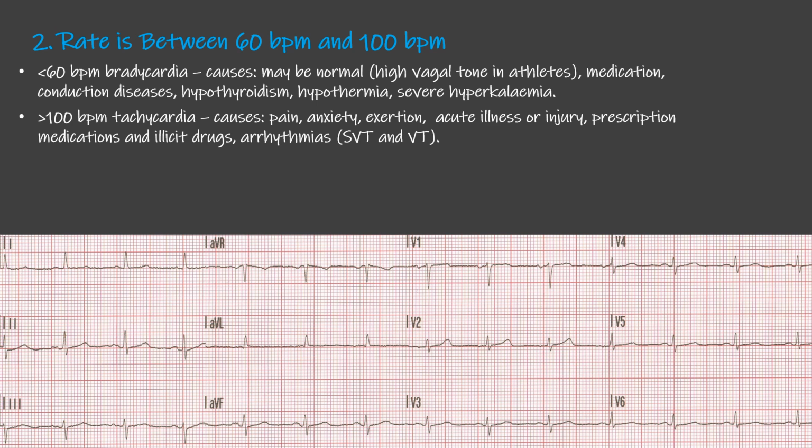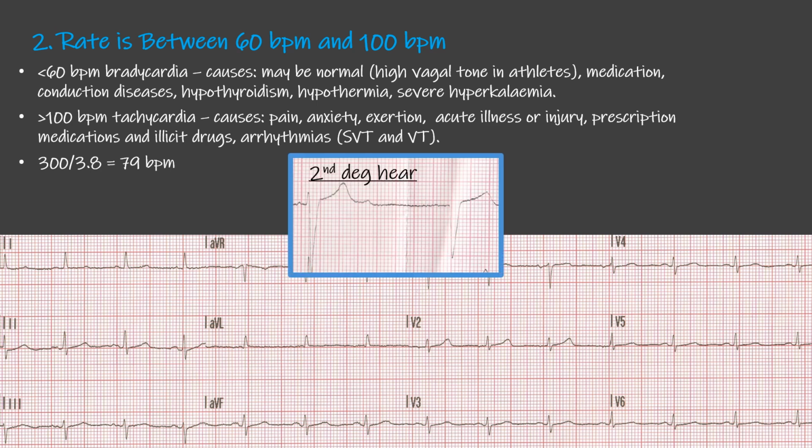Now on this example ECG, we can see that there are about 3.8 large boxes between each QRS, and 300 divided by 3.8 is going to give us a heart rate of about 80 beats per minute. Now if you're not sure how I worked out the heart rate from this ECG, I've got a short video on calculating heart rates based on ECGs that I'd recommend you watch. So we'll now look at a few examples.